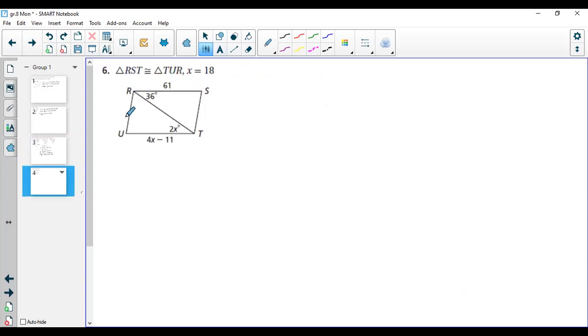Let's try one more. If you have not done it, do it by yourself and then you will check with me. Okay, so you can pause the video here, do it and then check it. So again, I need to solve the expressions first. So let me start by solving UT. UT is going to be 4x minus 11, which means I will replace x with 18 because they gave x is 18. So this is going to be 72 minus 11. So 72 minus 11 is going to give me 61.